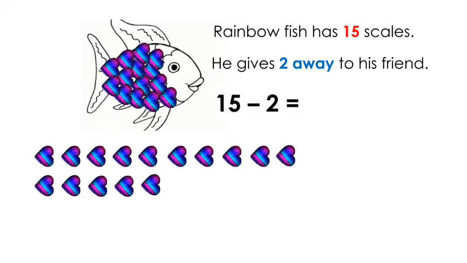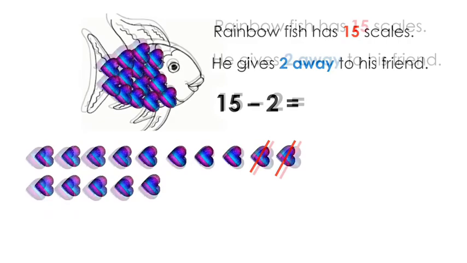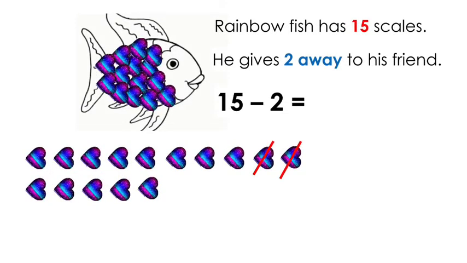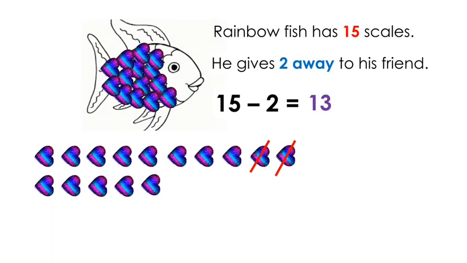Amazing, it's going to be 15 subtract 2 equals, and now we need to do some crossing out to find the total. We're going to cross out 2 of Rainbow Fish's scales because he's giving 2 away to his friend. And we know that when we subtract, the total has to get smaller. Now it's your turn to do some counting. Count how many scales Rainbow Fish has left now. Super! Rainbow Fish has 13 scales left.